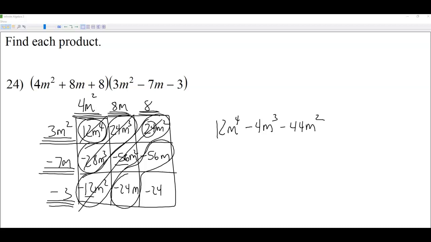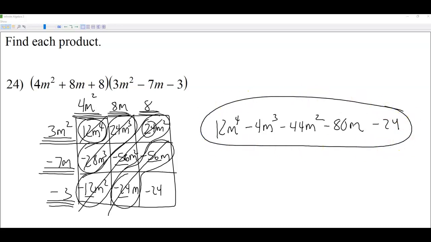Next we have our m's. Putting those two together, another big number pair. So it's going to be, I think, negative 80m. You put the negative 56 with the negative 24. And then finally we have the negative 24 at the end there. And there we have it.